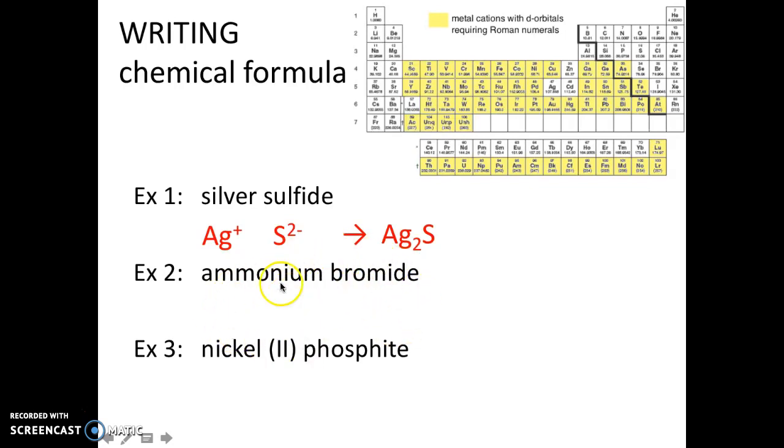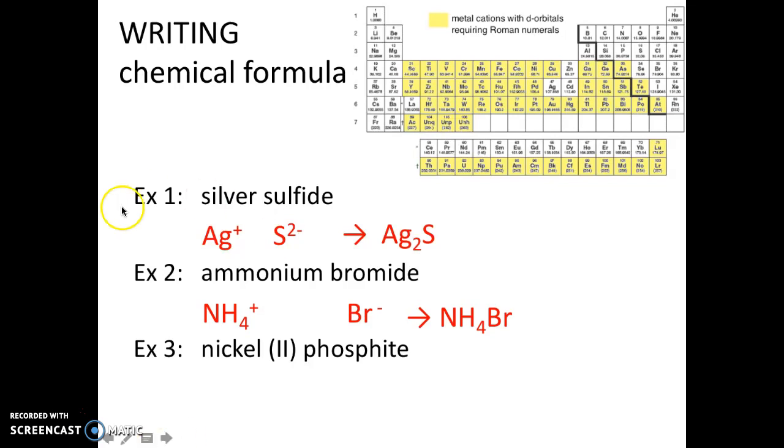Now bromide is also a monatomic ion because it has an "ide" ending. So we know that bromide will gain 1 electron to be isoelectronic with krypton. So the 2 ions that you will have to start off with would be the following 2 that you see here. And to balance those 2 charges, they're really nicely balanced out. If you put 1 of each of those ions, it gives you NH4Br.